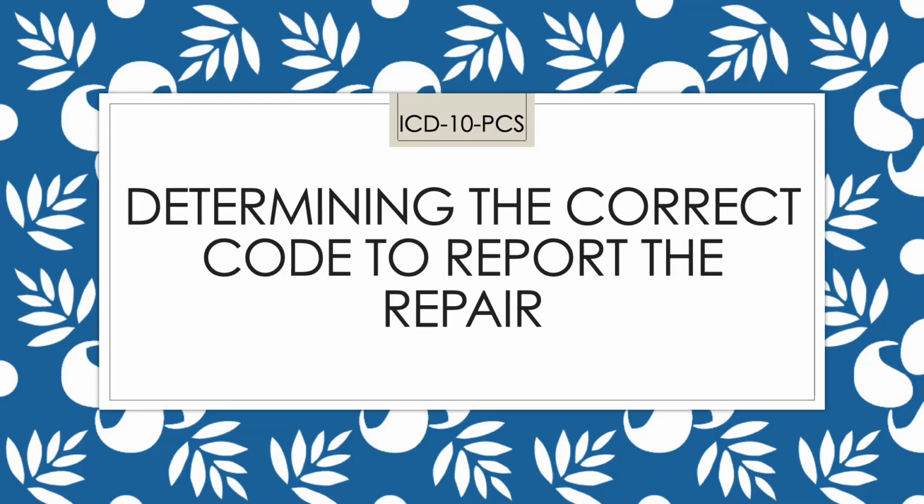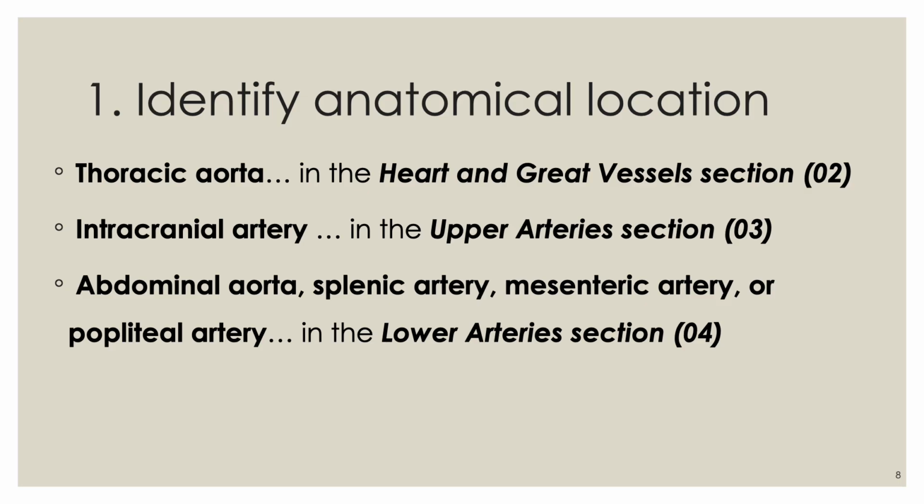All right, so now we know for sure we have an aneurysm, and we know specifically where it is. And now it's time to code the repair. Okay. So the first thing we have to do, and remember we're in ICD-10-PCS to report this procedure, this surgical procedure, to help this patient get rid of or control this aneurysm, okay?